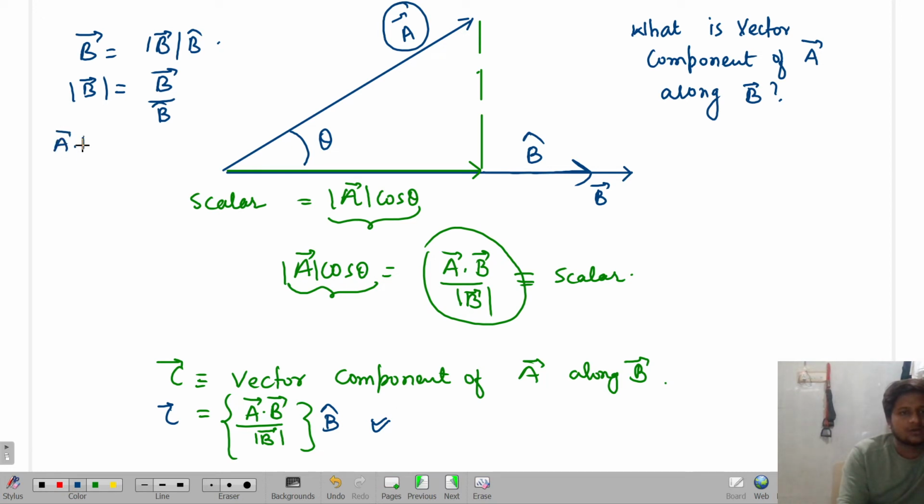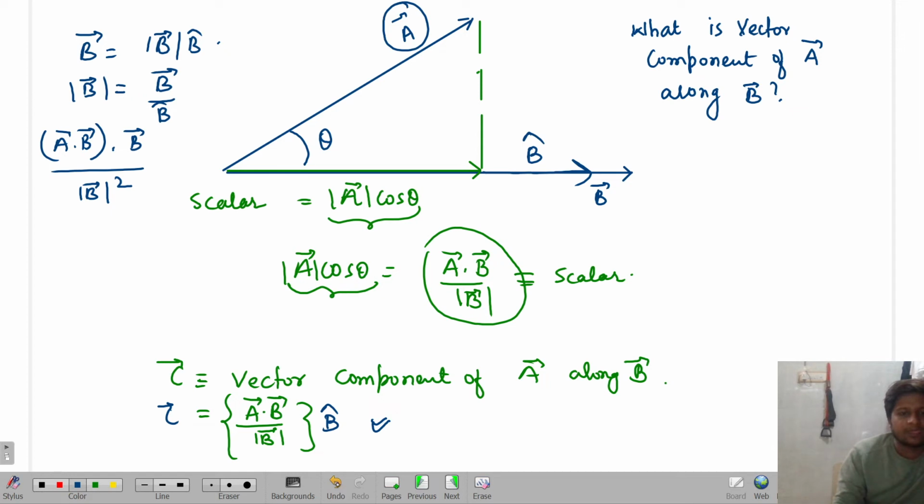A dot B into B cap. I can write vector B divided by modulus of vector B square. So what you observe is that if I take the dot product and then multiply with the vector itself, I get vector B divided by modulus of vector B square. So when you do all of these things, it is going to be very complicated.